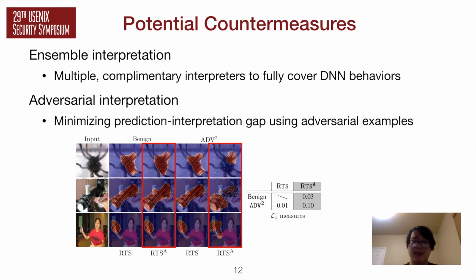We want to minimize the prediction-interpretation gap using adversarial examples. We feed a pair of benign input and ADV2 input to the interpreter and train the interpreter to generate distinct attribute maps for the two inputs. As we can observe from the third and the fifth columns of the figure here, the adversarially trained interpreters are more sensitive to the adversarial perturbations. The table on the right side also indicates this.